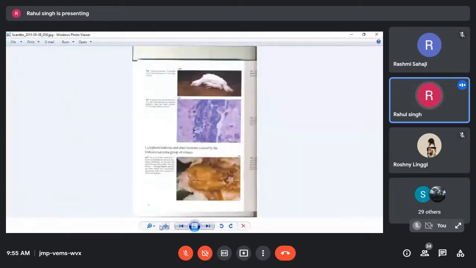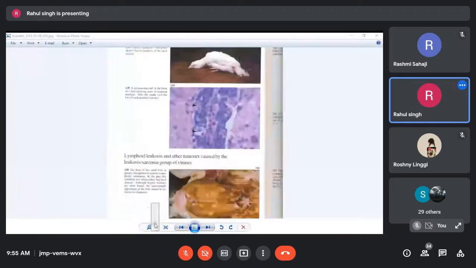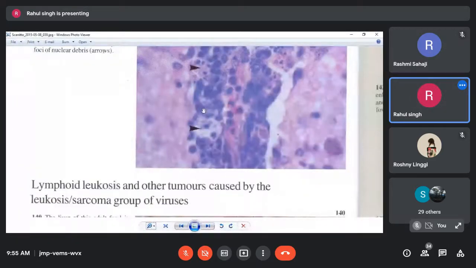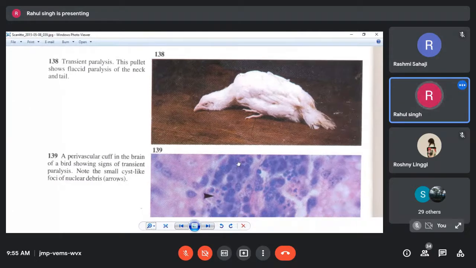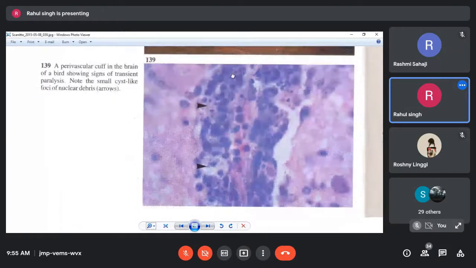This is the bird showing paralysis. Paralyzed bird, the neck is hanging, the tail is also paralyzed. Paralysis of the bird.